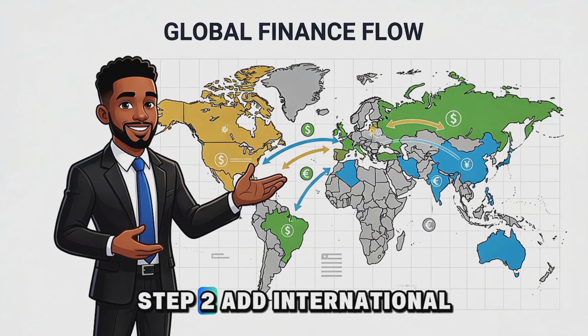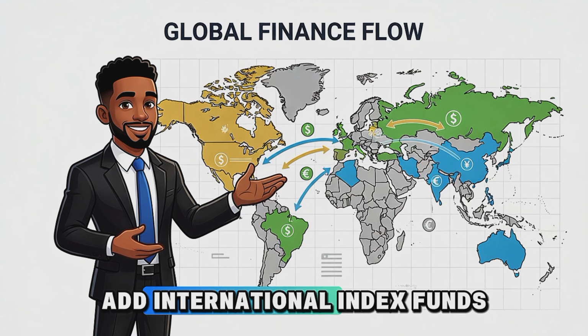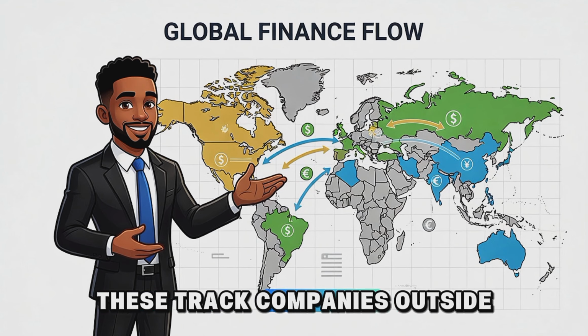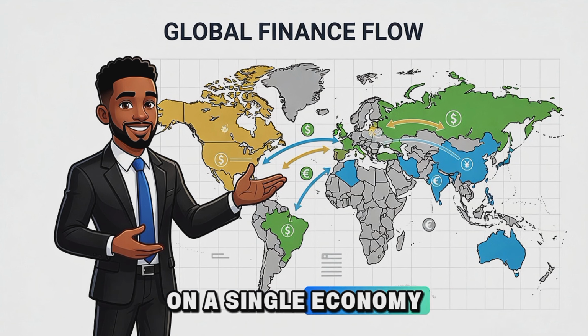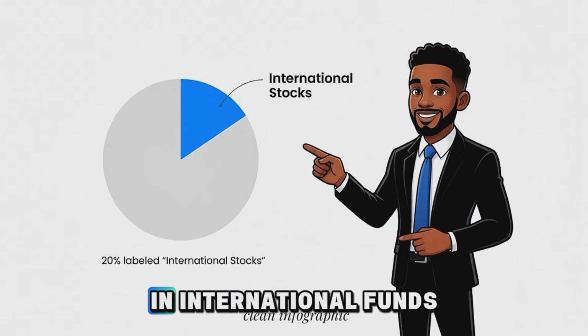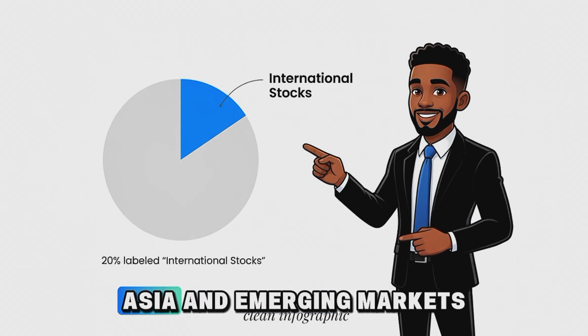Step 2. Add international exposure. Next, you want to add international index funds to diversify globally. These track companies outside the US, protecting you from relying on a single economy. A common allocation: 20% of your portfolio in international funds. This gives exposure to Europe, Asia, and emerging markets.